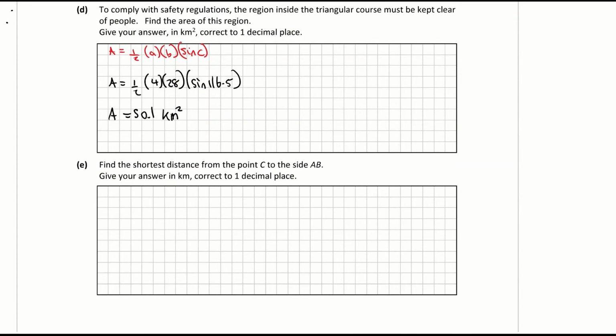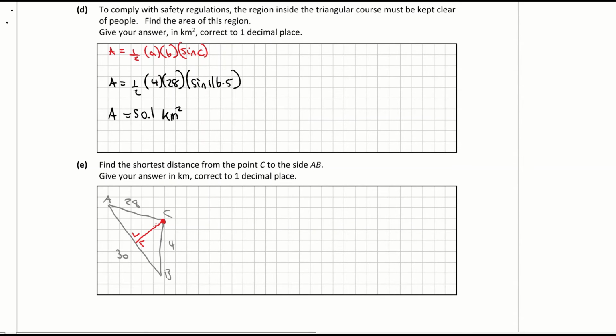Part E is telling us to find the shortest distance from the point C to the side AB in my triangle. So again, let's just very quickly sketch out that triangle so we can visualize it. And we have 28 AC, 4 B, and 30. The shortest distance from the point C to the line AB is this line here. And the shortest distance will always create a 90 degree angle. So basically that red line is perpendicular to the side AB.